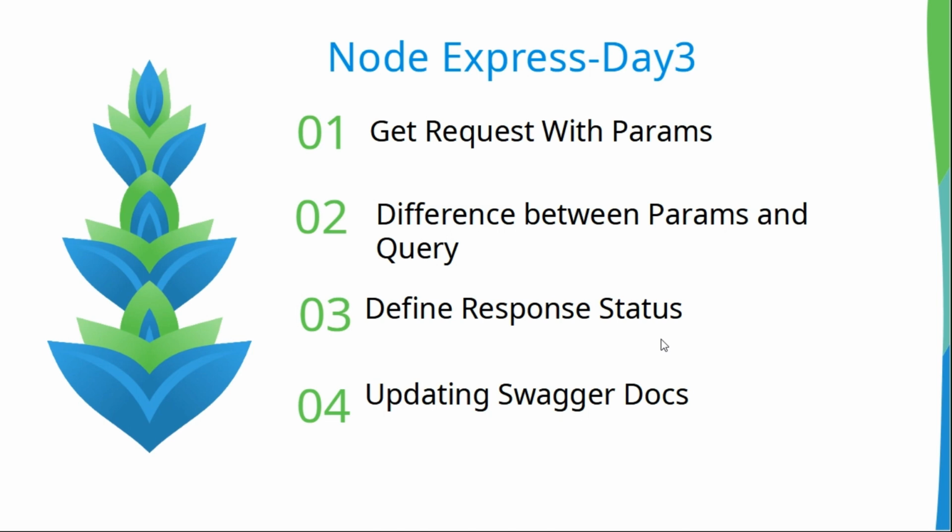The response status: as of now, you might be seeing that we make a request to an endpoint and we receive a response. And there are different response statuses, like status 200 means everything is okay, and you get 400 if you make a request and the data does not exist. So we'll look into how we can define the response status. And finally, updating the Swagger docs.